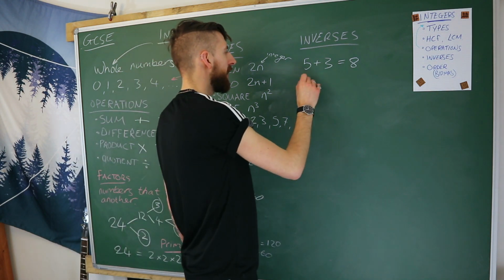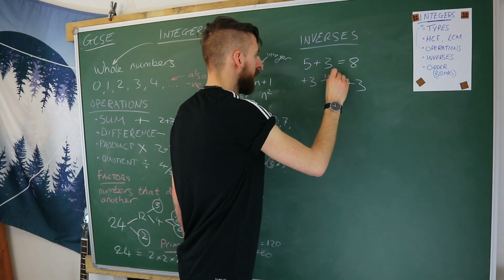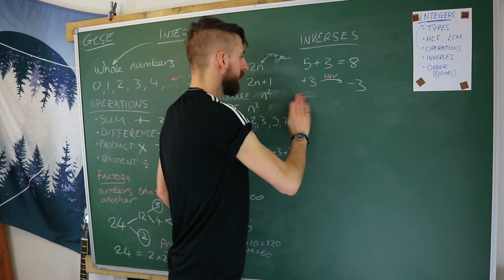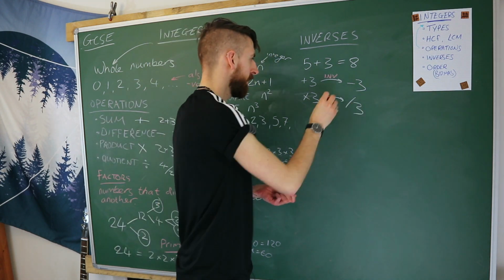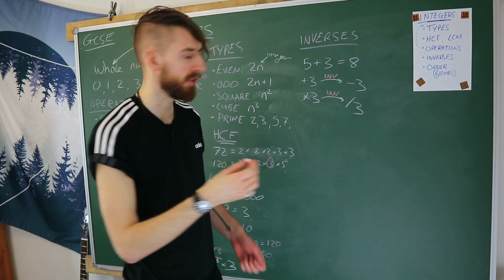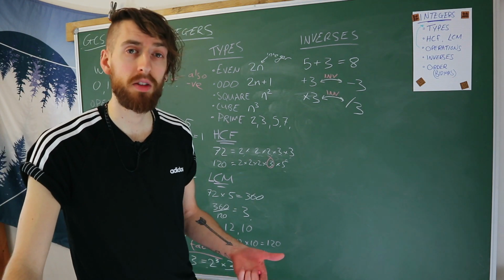So the inverse of plus 3 is minus 3. If you times by 3, the inverse is divide by 3. But obviously that goes both ways. The good thing about this is that it is used in rearranging formulae.